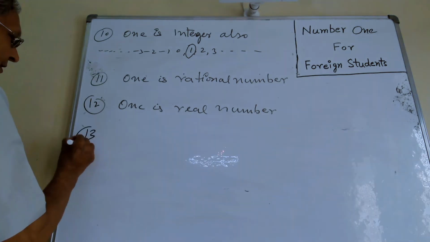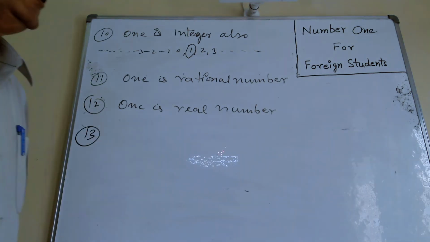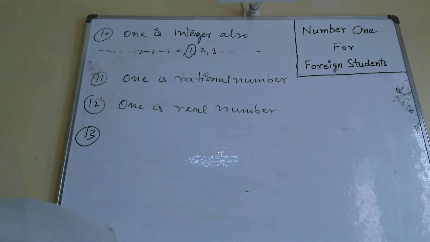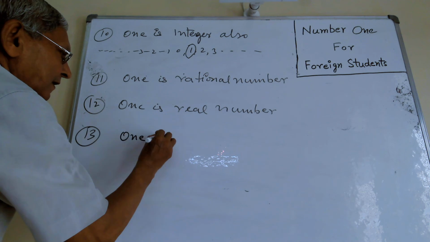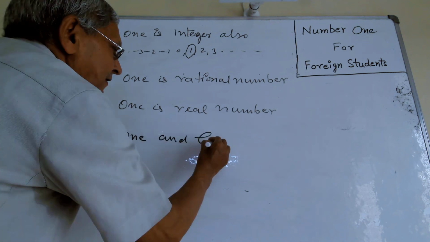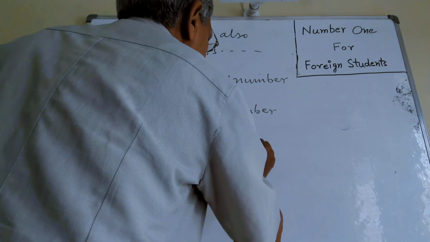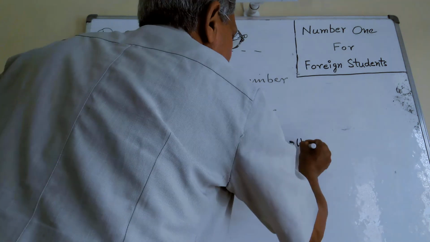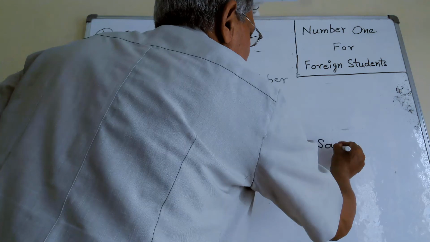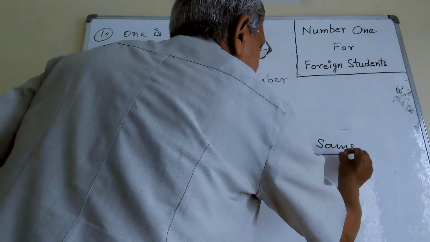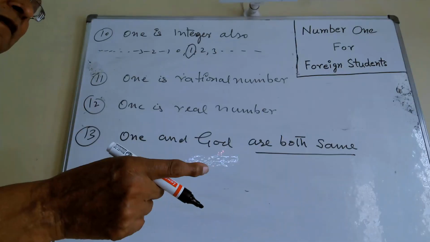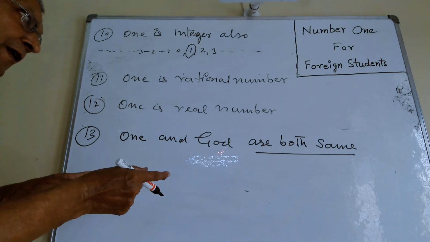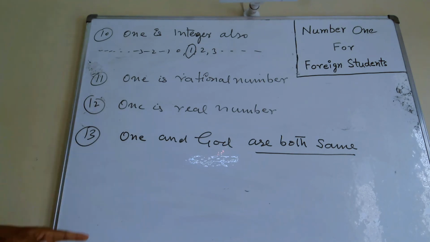13th property. My dear students, I am going to tell you a most important property, that is 13. What is this property? 1 and God are both the same, because one is one, God is one. One is hidden in every number and God is hidden in every object of nature.